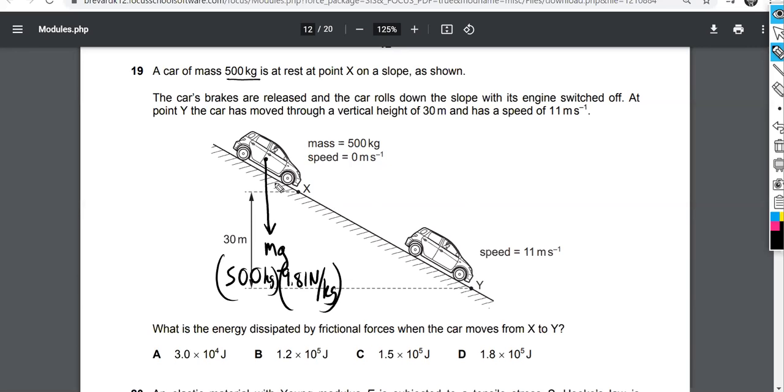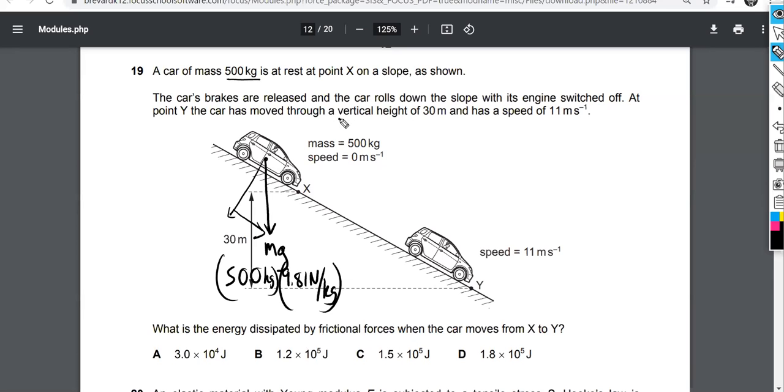And remember, weight acts straight down. There's a component of this weight which is acting into the ramp, and there's a component of the weight that's acting down the ramp. It is that component of weight that allows this car to roll down the slope. A component of weight acting this way means there's going to be a net force that way. There's not enough friction to stop it, but there is some friction, because we're solving for the energy dissipated by the frictional forces.